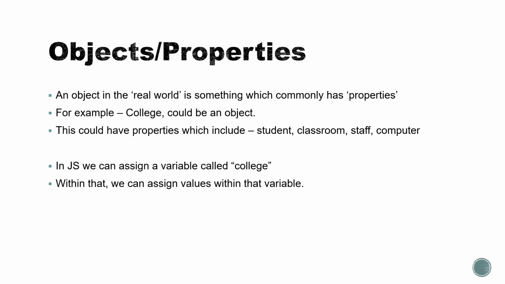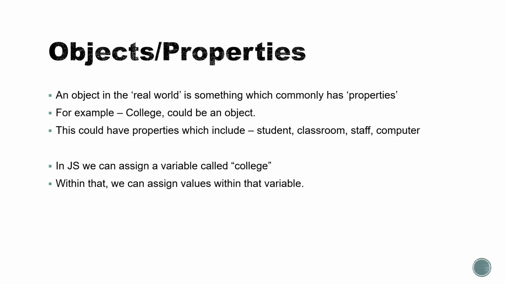They are likely to have properties. So if we have college, the properties could include things like student, staff room, individual members of staff, computers, working hours maybe, wage, salary. If we talk about car, you could talk about doors, engine size. You could talk about make, model.